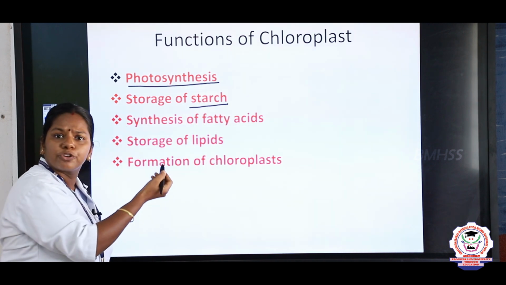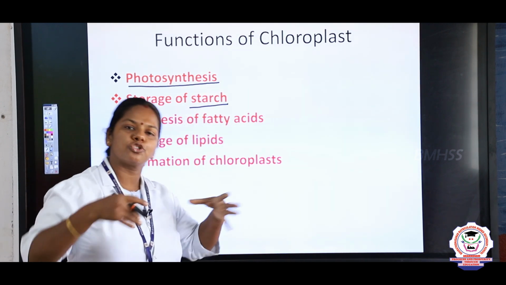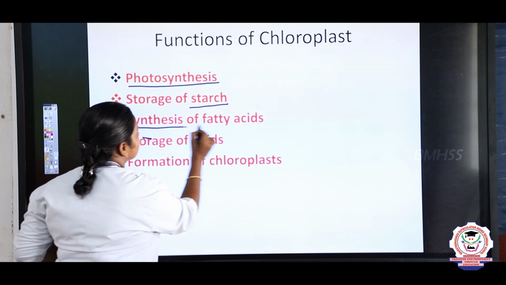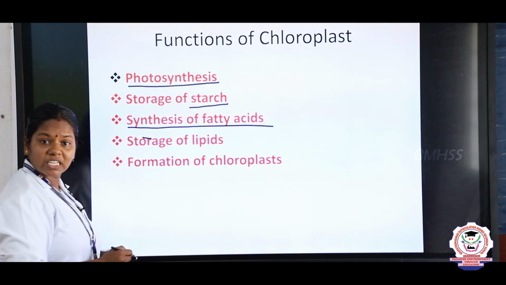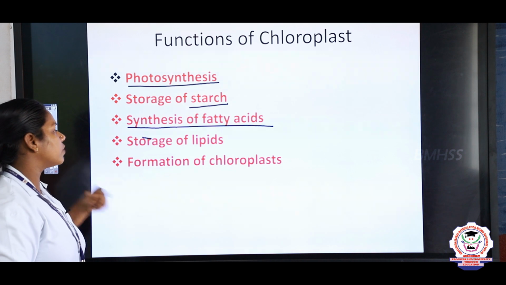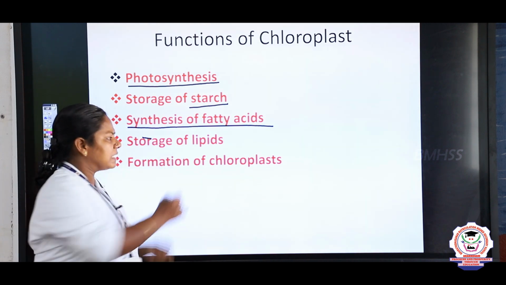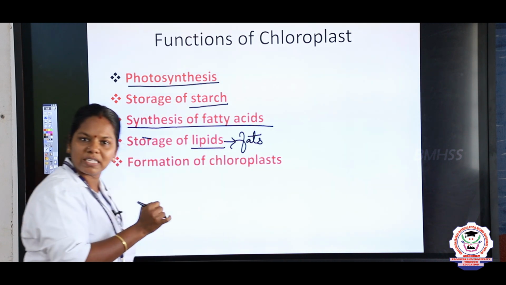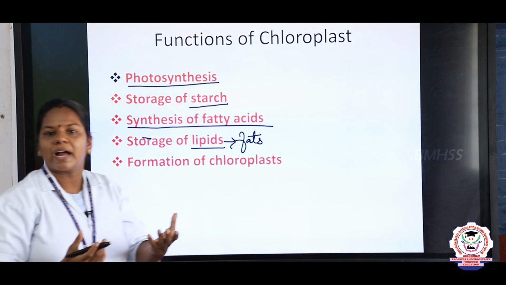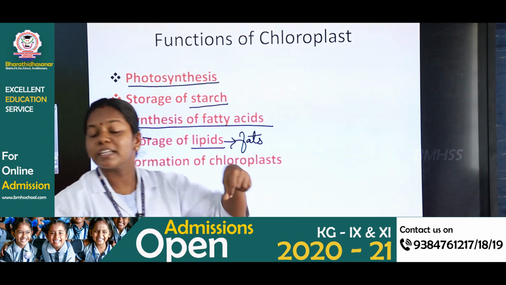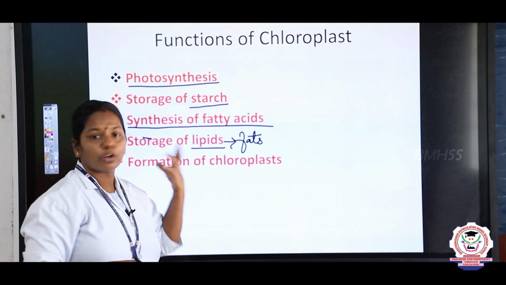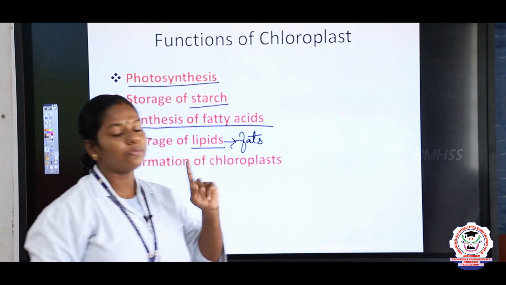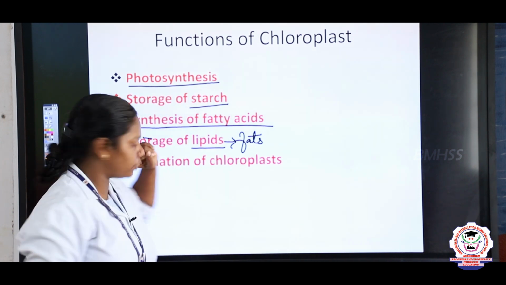So as a result of photosynthesis, what is formed? Food is formed, right? So storing the food is also a function of the chloroplast. And synthesis of fatty acids. What do you mean by synthesis? Synthesis means formation, yes, very good. And then storing of lipids, lipids refers to fats. So production of fats, storing of the fats, production of starch and then storing of the starch, and the formation of chlorophyll, the pigment, everything are functions of the chloroplast. And now we are going to study the first function, photosynthesis.